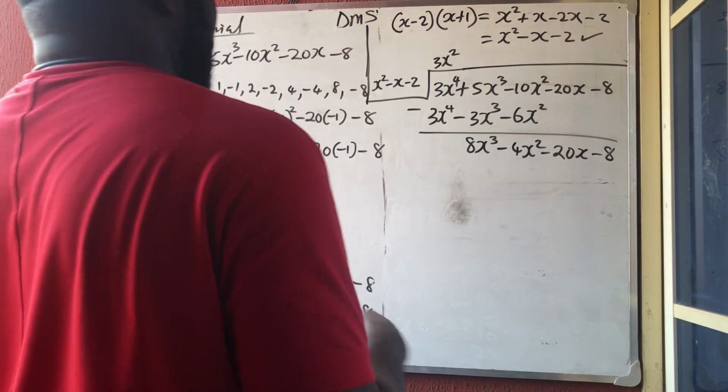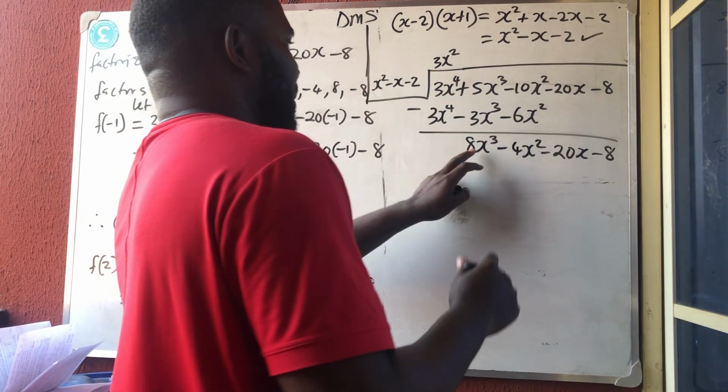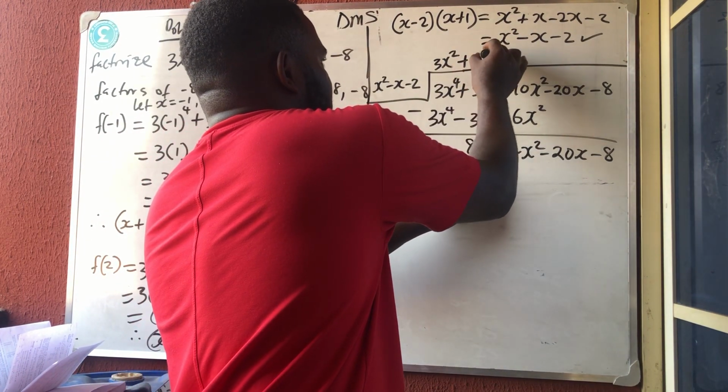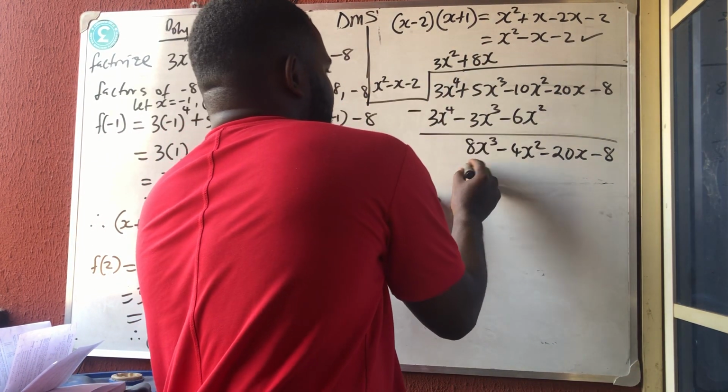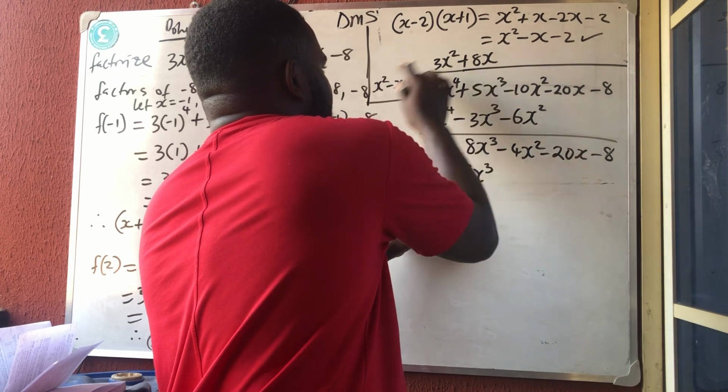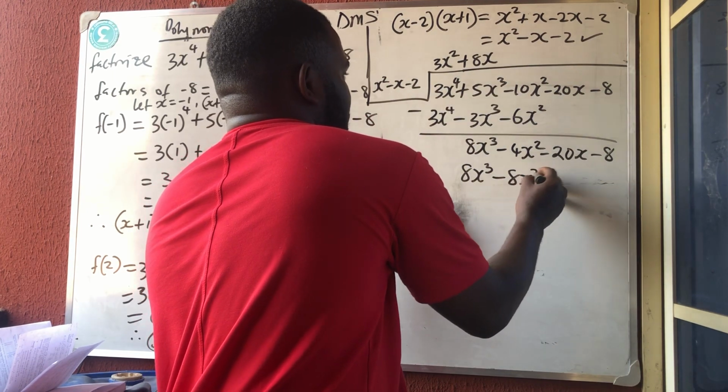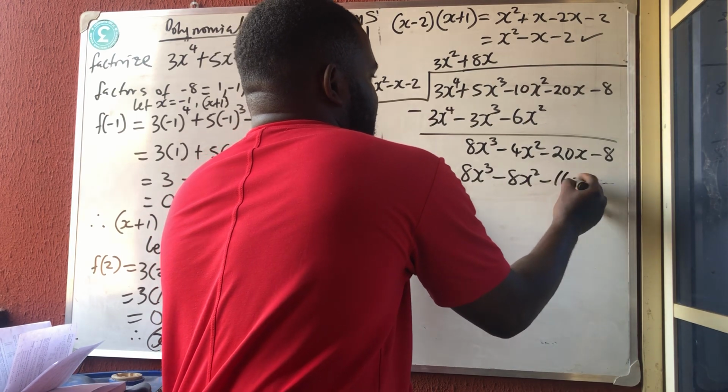So we'll continue our DMS again. The first person divided by the first person. I'm having plus what? 8x. This time this, 8x cubed. This time this, minus 8x squared. This time this, minus 16x.